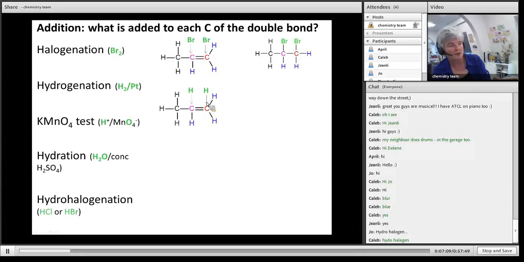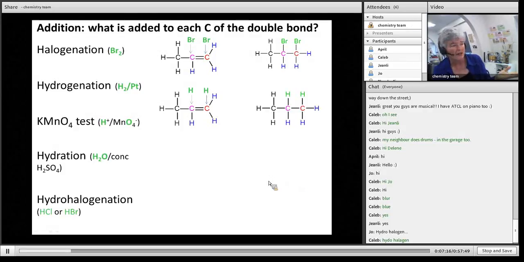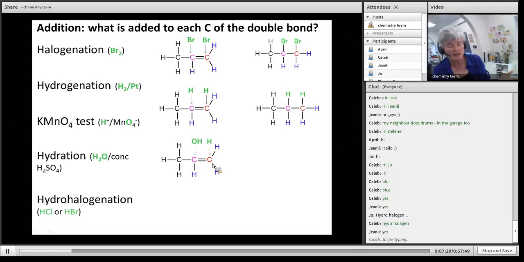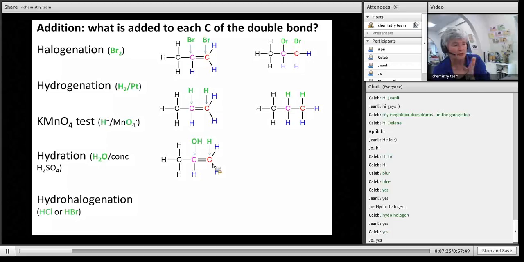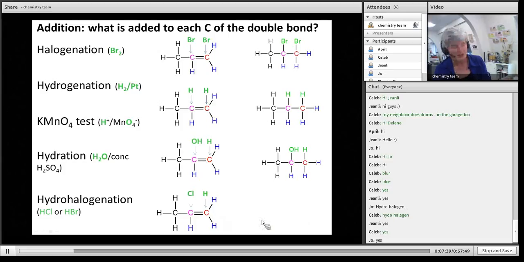Here, whenever there's 2 H's, there's no difference between them, so Markovnikov doesn't apply. Here we're adding an H and an OH. So does Markovnikov apply, or doesn't it? Yes, it does. So whenever you're adding H with something else that's different, think Markovnikov. Here it's 2 Brs, 2 H's. You don't worry about it because it's the same thing. And then hydrohalogenation, again, Markovnikov applies because you're adding H with something else, a Cl.